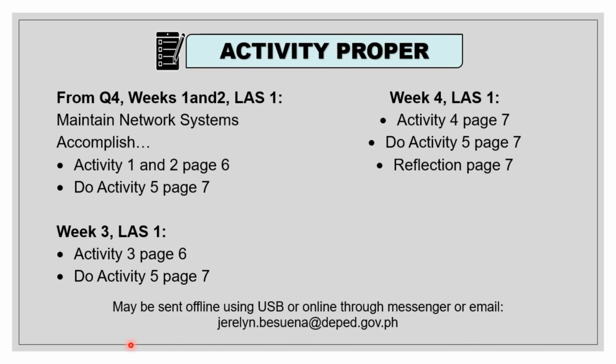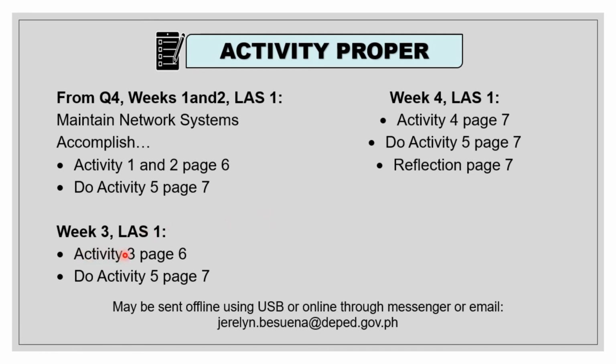Now here are your activities. For weeks 1 to 4, refer to your learning activity sheets, Maintain Network Systems. For weeks 1 and 2, answer activities 1 and 2 on page 6 and do activity 5 on page 7. So take note, class, activity 5 in your learning activity sheets should be performed for 4 weeks, meaning weeks 1 and 2, 3 and 4. That is about maintenance procedure.